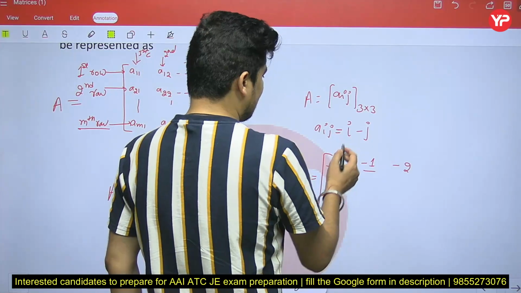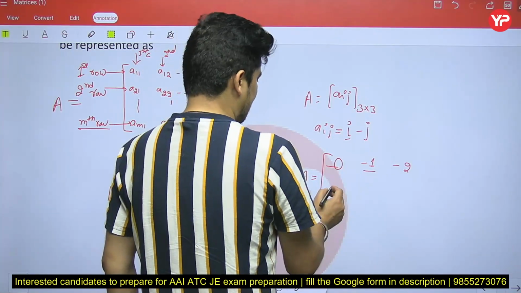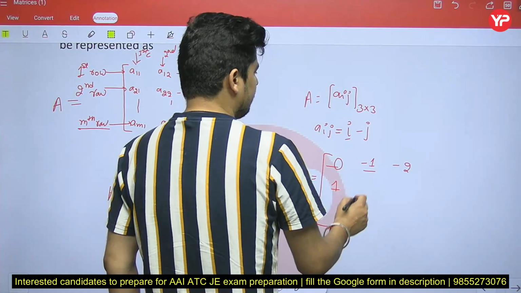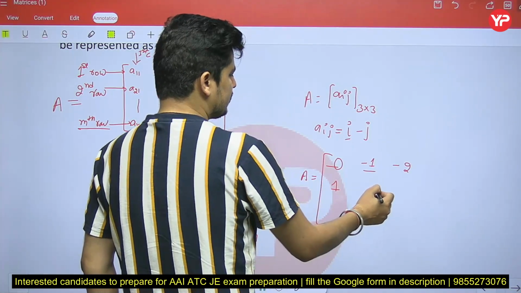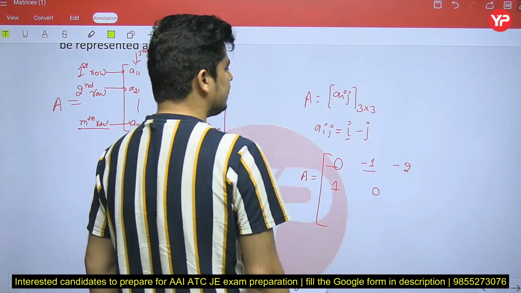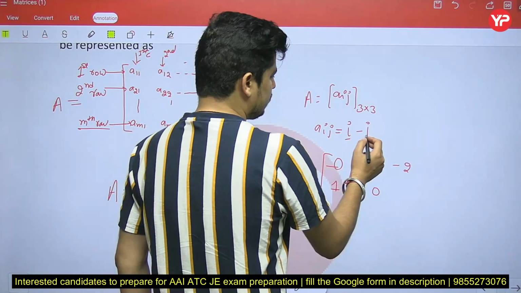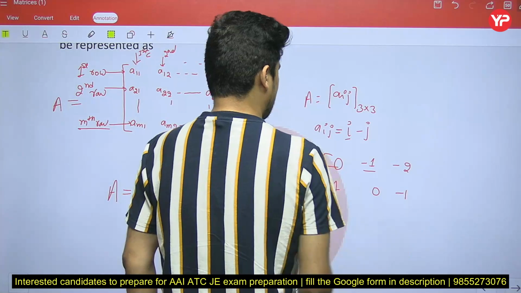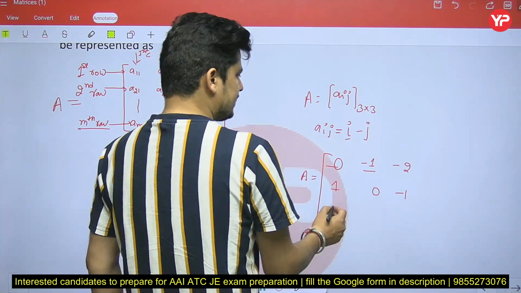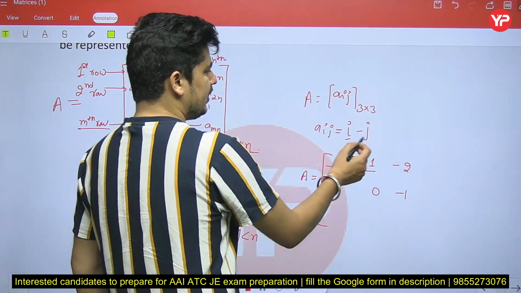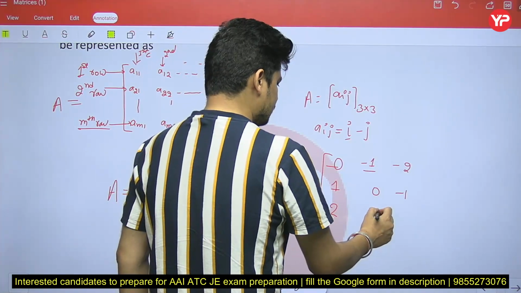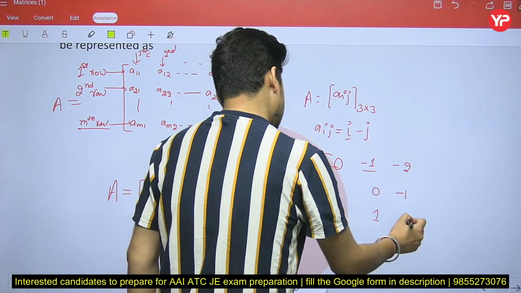When we move to the second row, i becomes 2, and we calculate the first element, 2 minus 1, that is 1. When you go for the second element, i and j are both 2, so it is going to be 0. When you replace i equals 2 and j equals 3, that means 2 minus 3, which is minus 1. This time j is 3: 3 minus 1, that is 2. 3 minus 2, that is 1. 3 minus 3, that is 0.